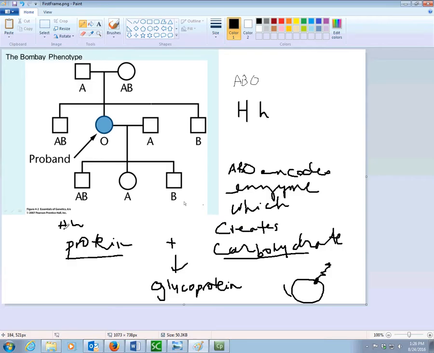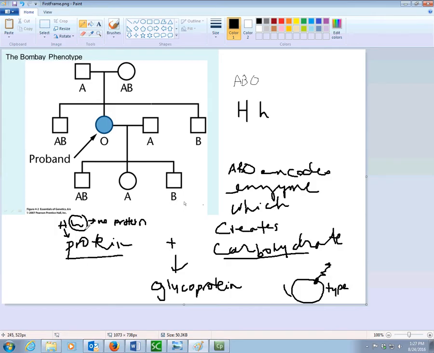Only the big H allele produces the protein. The little h allele is non-functional. That would give you no protein, no H substance. Most people have the big H allele, and most people have the ABO. So most people are big H, big H, so they do make the protein portion. Then they have A, B, or O, and they get a certain carbohydrate, and the combination of that makes their blood type. That's what we call the antigen, the type. So that's normal.